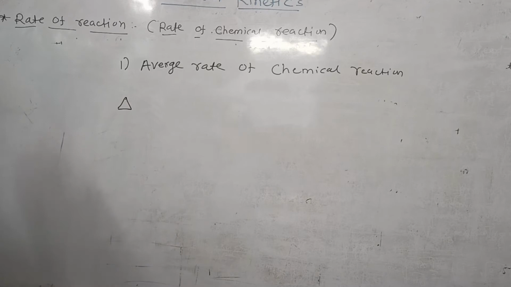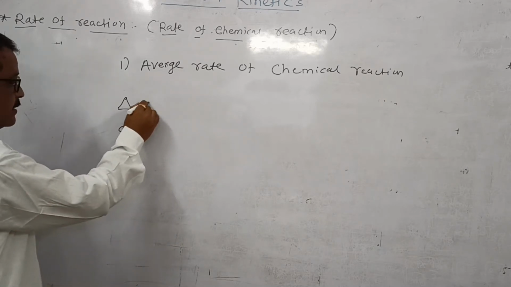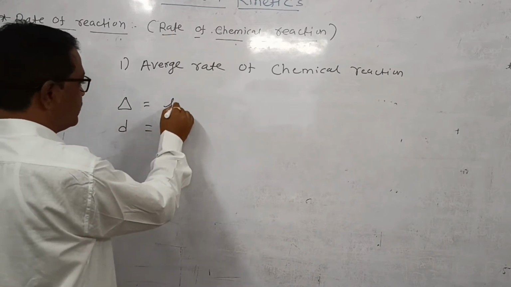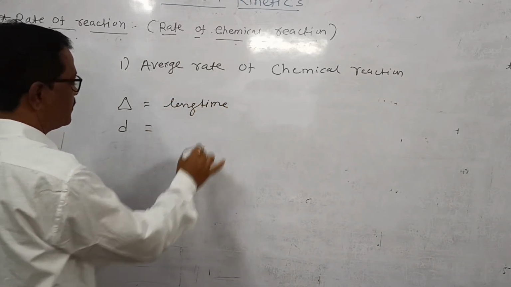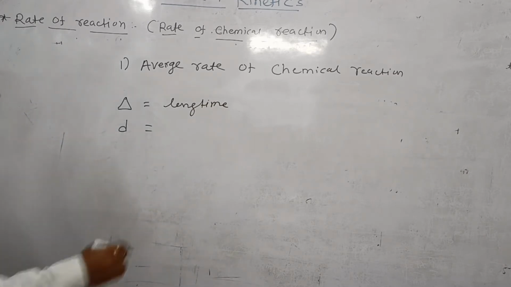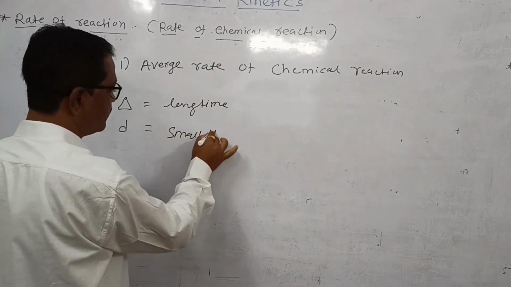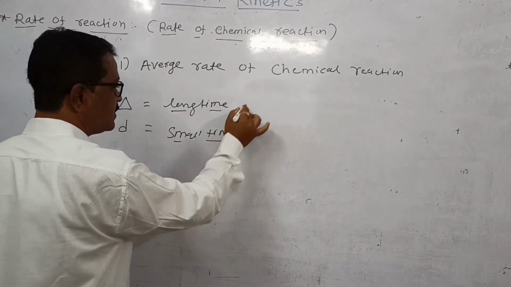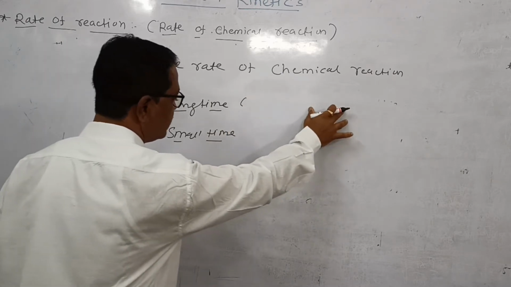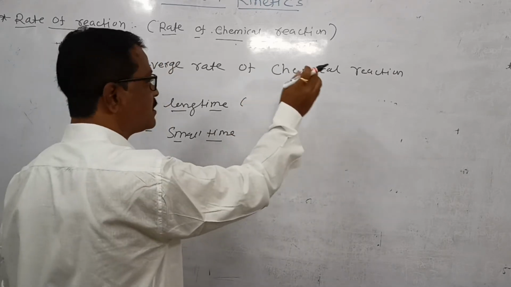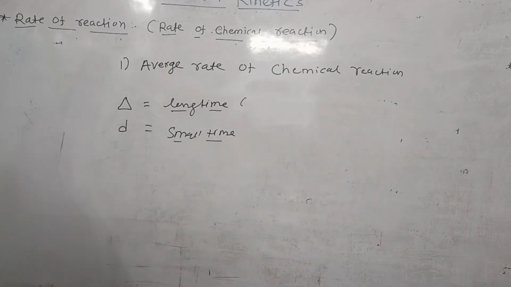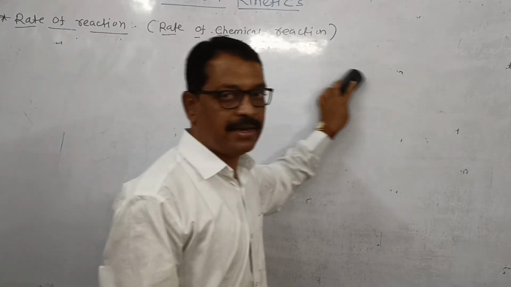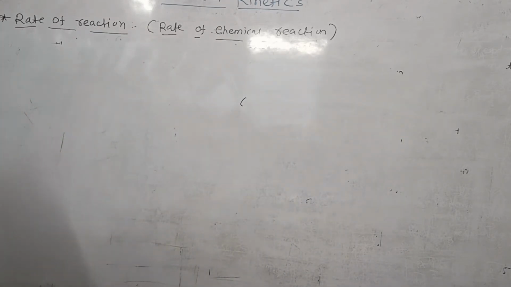Delta means long time, and d means small time. Delta means long time. D means small time. This is the average rate of chemical reaction. This is the instantaneous rate of chemical reaction.